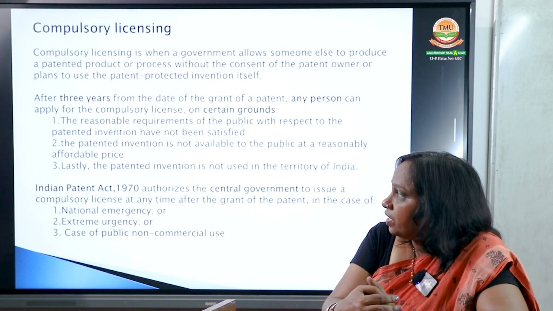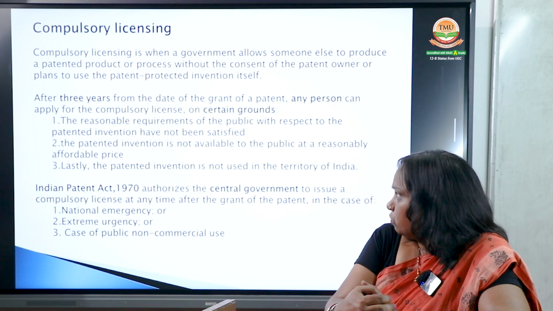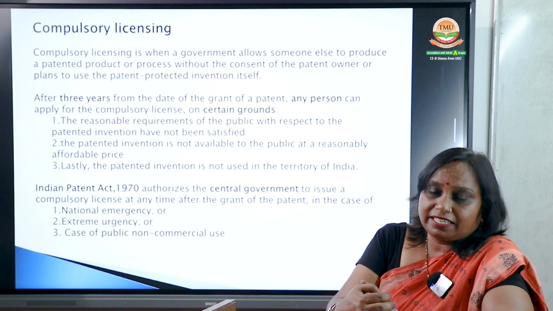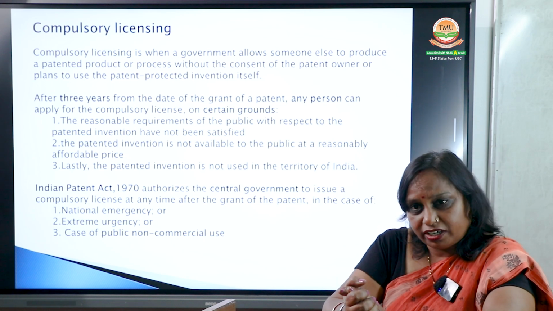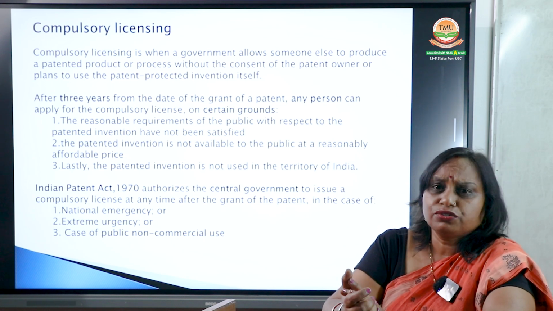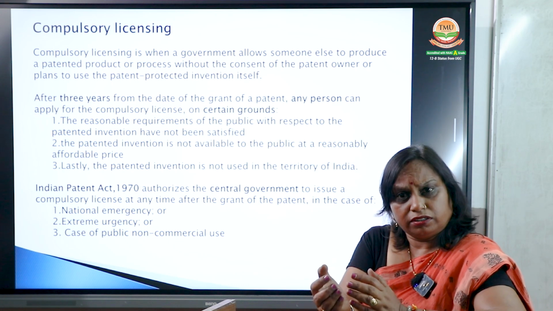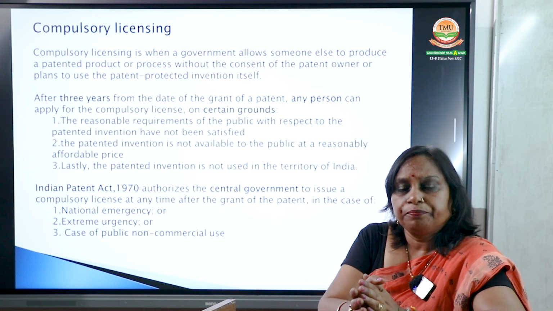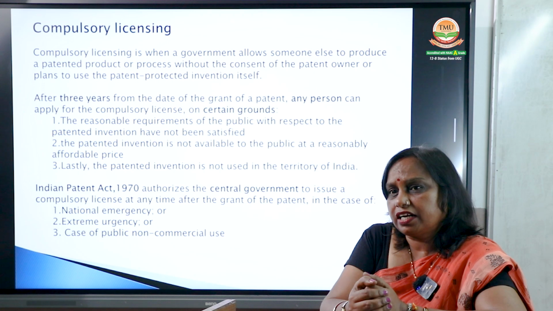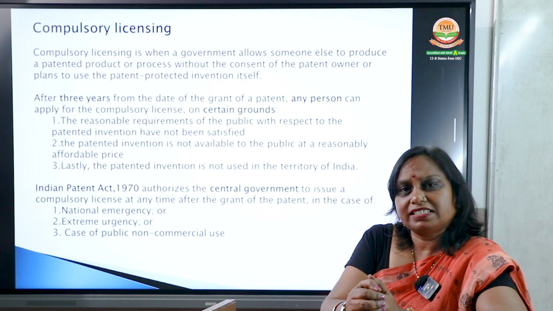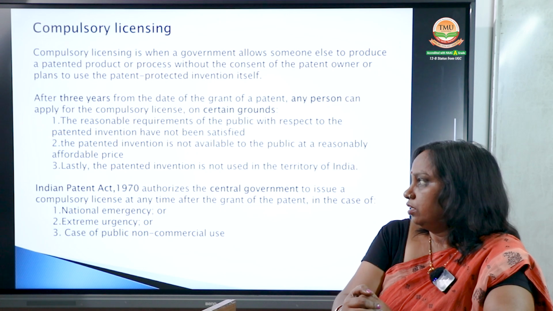Point number 2, the patented invention is not available to the public at a reasonable, affordable price. Now friends, there are certain inventions, certain products which are very useful to the society, not only for the richest but also for the poor. The richest can afford, but the poor cannot afford. So in such a situation, this compulsory license may be allowed.